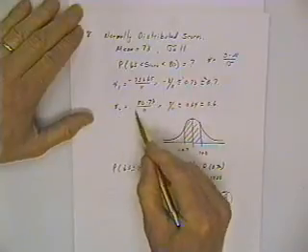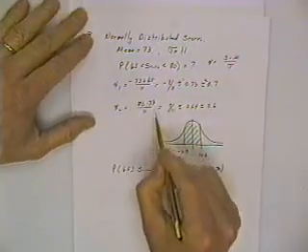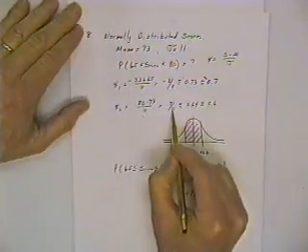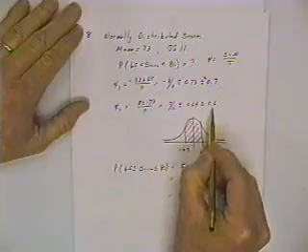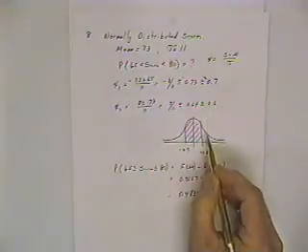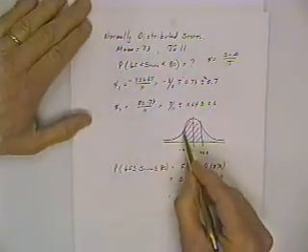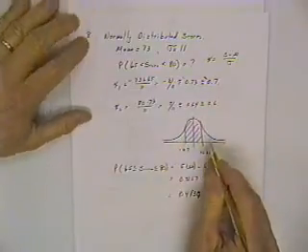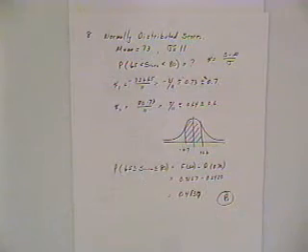Similarly, x2 is the score, 80 minus 73, the average, divided by 11, and we get plus 7/11, which is approximately 0.6. We need the area under the normal distribution curve between minus 0.7 and plus 0.6. Here's the way you do that.